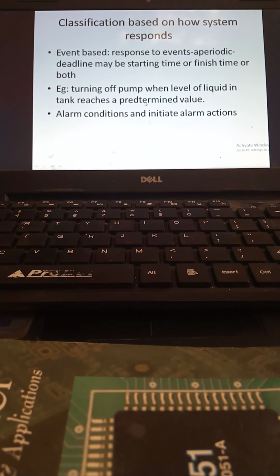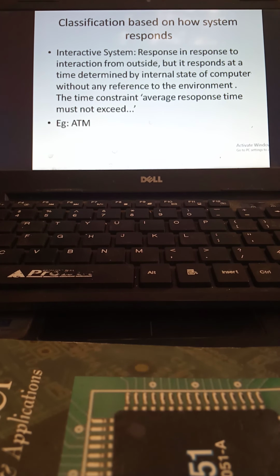But actual control, feedback control system will not come under event based. It should be continuous. That means clock based. And the last one is interactive system. Interactive system, take for example ATM. How a person goes and hits or touches the button, okay, it responds. Otherwise, no, it will not give money.